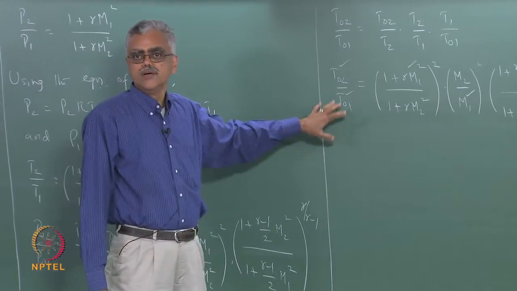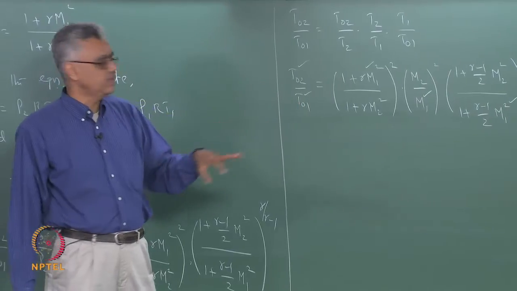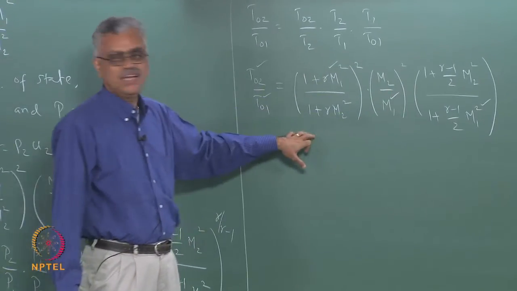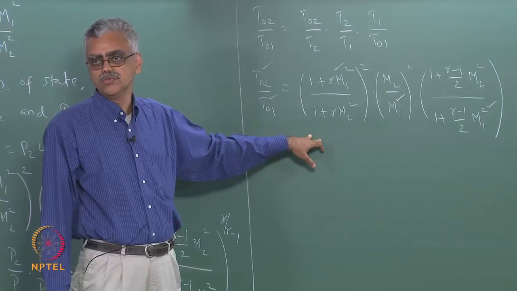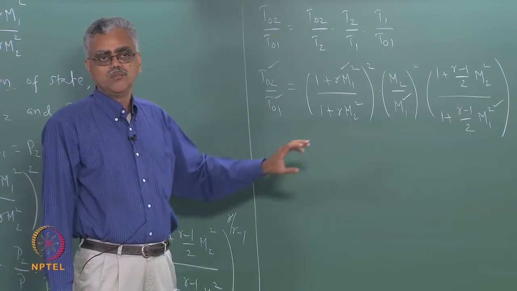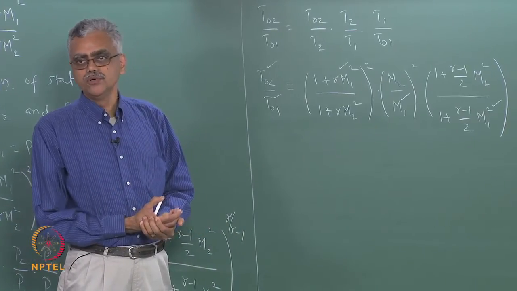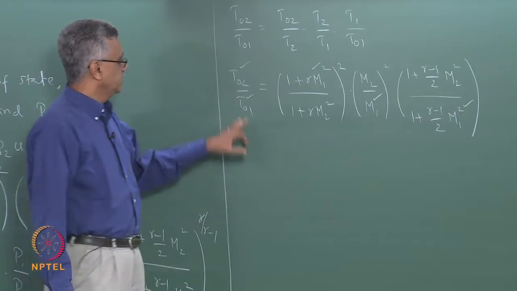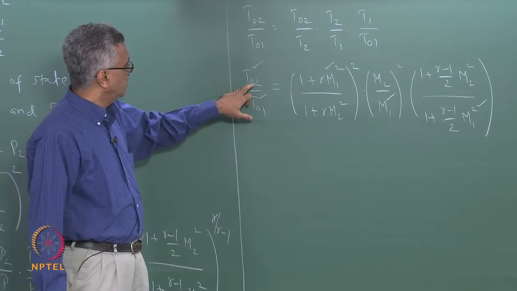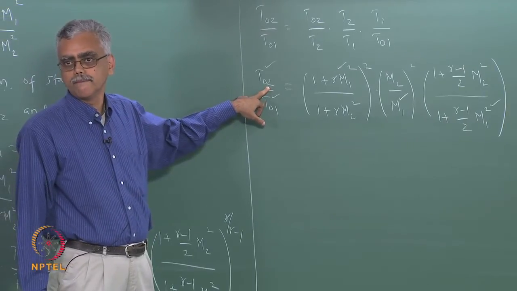So this is a viable solution procedure, but made difficult by the fact that this equation is a highly complicated equation. It will have multiple solutions and it may be very difficult to solve. A much easier way is to use a tabulated form of this equation. So what we do is the following. Let us say that we take M2 to be equal to 1, right?